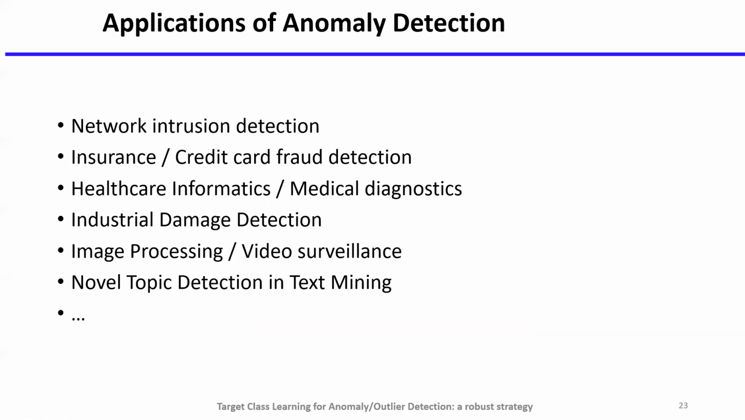These are a few of the applications of anomaly detection systems. For example, network intrusion detection, insurance, credit card fraud detection, healthcare informatics, medical diagnostics, industrial damage detection, image processing, video surveillance, and novel topic detection in text mining.